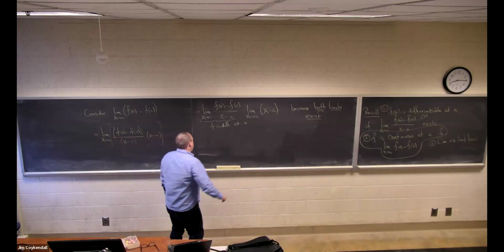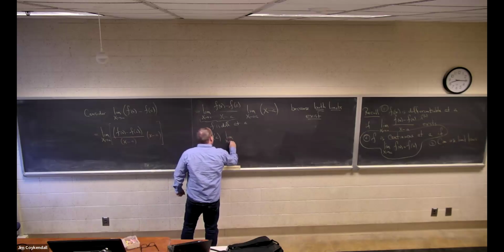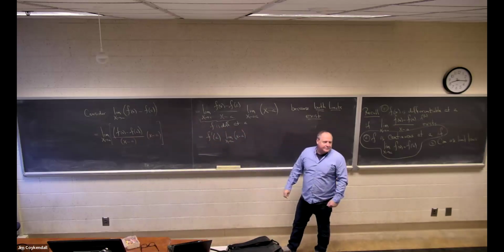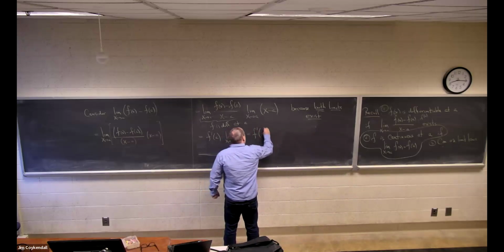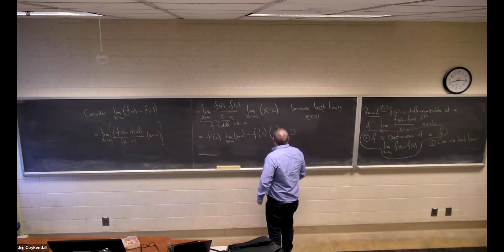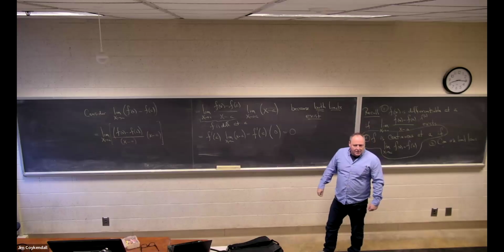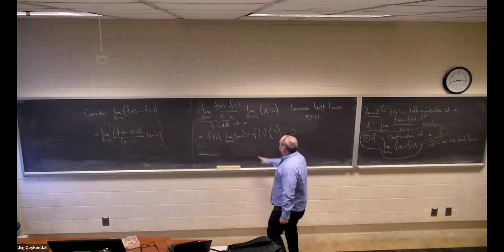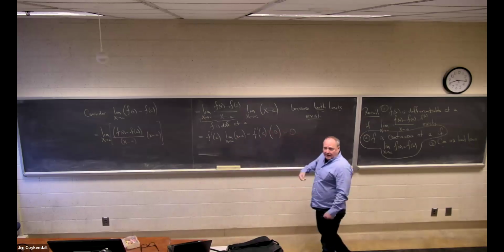Everybody agree with that? So this is f prime of a times the limit as x goes to a of x minus a. What's this limit? That is big fat 0. Because this is a polynomial, all you have to do to evaluate the limit is plug in. Everybody okay?